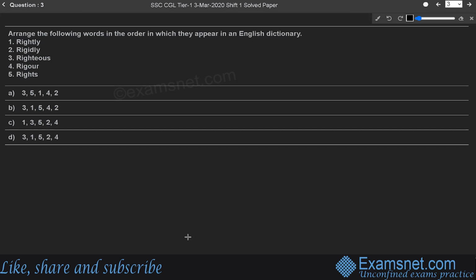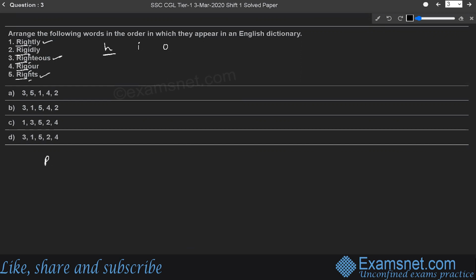So let us have a look at the words. You can see that RIG is common in all the words. So we have to start with the next letters. Next letters are H, I, H, O and H. So there are 3 letters: H, I and O. So can you tell me which letter comes first in the alphabet? H comes first from all these 3. So again we have to look for the words that have H in the 4th position. The words are rightly, righteous and rights.